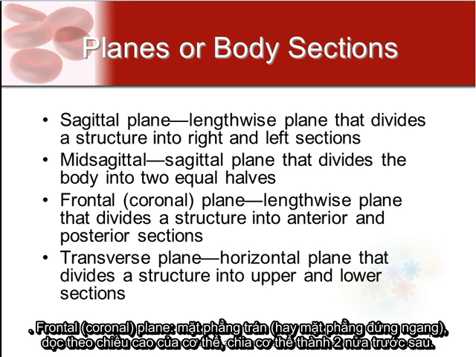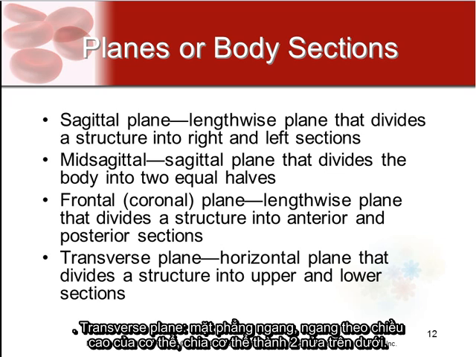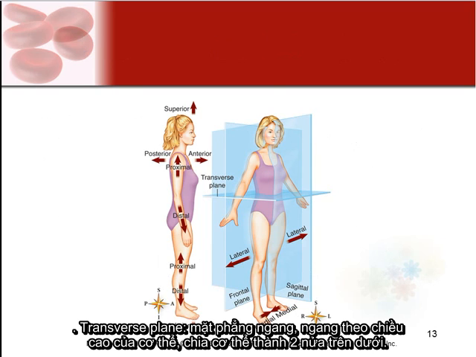And then there's your frontal plane, which is also a lengthwise plane. So that means it kind of goes up and down from head to feet. And that divides you into anterior or posterior sections, so a front and a back. And then there's the transverse plane. So the transverse plane is a horizontal plane. So that's going to divide you into upper and lower sections.